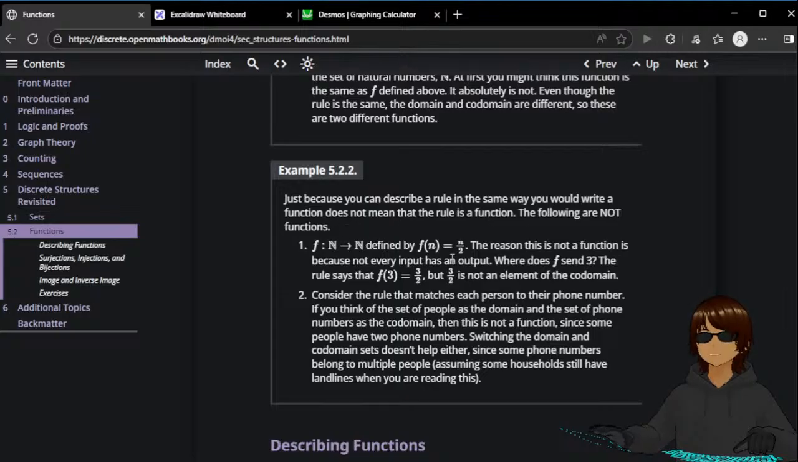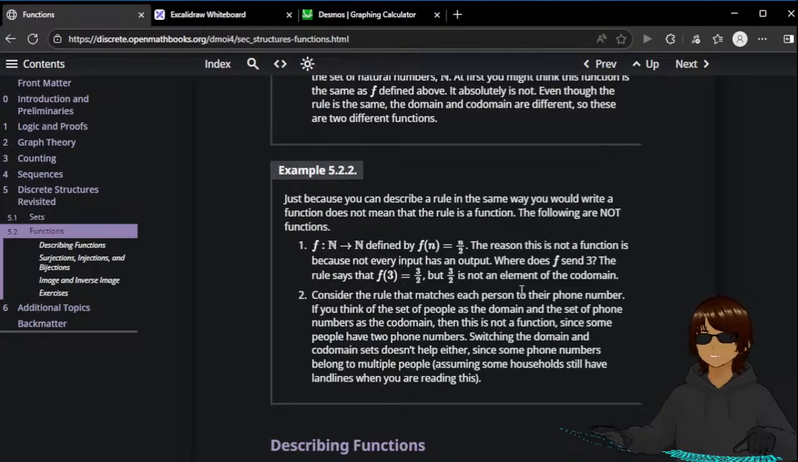If f of n is defined by n over 2, the reason that this is not a function is because not every input has an output. What does f send 3 to? The rule says that f of 3 is 3 divided by 2, but 3 divided by 2 is not an element of the codomain. Hmm.